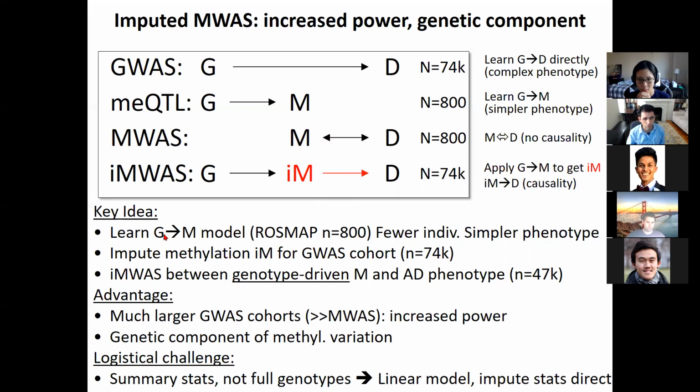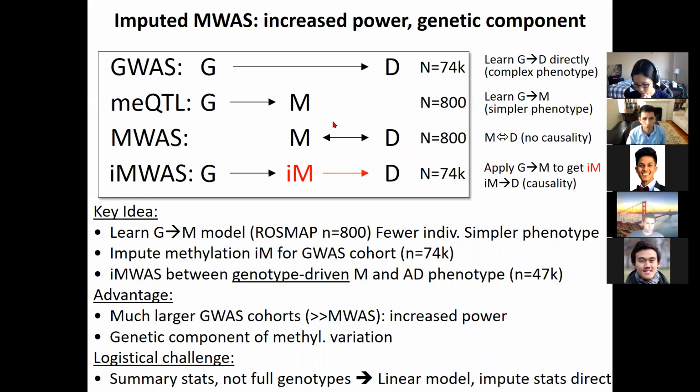So here, the key idea is that we're going to learn a G2M model. This is predicting methylation from genetics across hundreds of individuals. And then we're going to impute methylation across the full cohort of individuals, so we are not constrained to only look at the 800 individuals that we could do in MWAS. Instead, in an imputed MWAS, you can carry out this association for everyone you have genetic variation for, without necessarily having to measure their methylation in their brain.